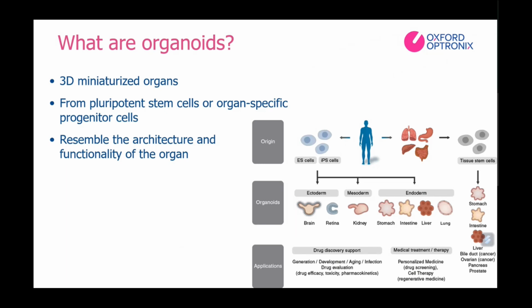Okay, so what are organoids exactly? Well, organoids are three-dimensional, miniaturized versions of organs that are generated in vitro from pluripotent stem cells or organ-specific progenitor cells. Through self-organization and differentiation, organoids are able to develop into complex tissue-like structures that resemble the architecture and functionality of the organ they are derived from.